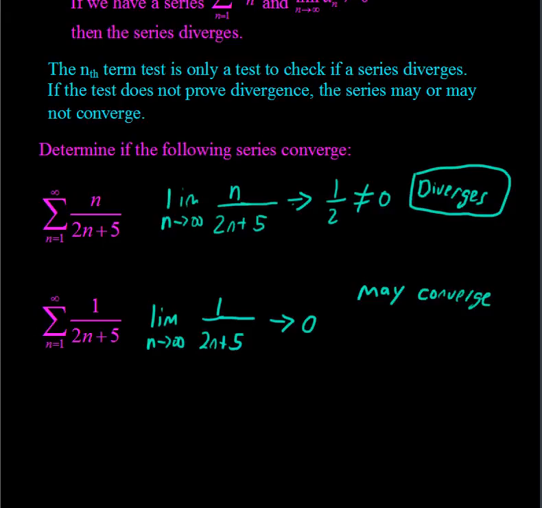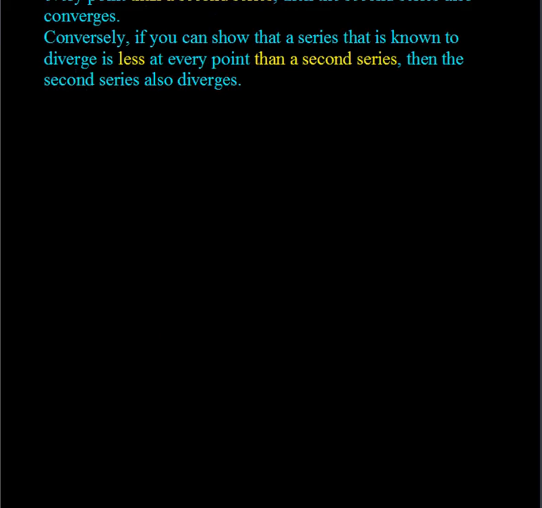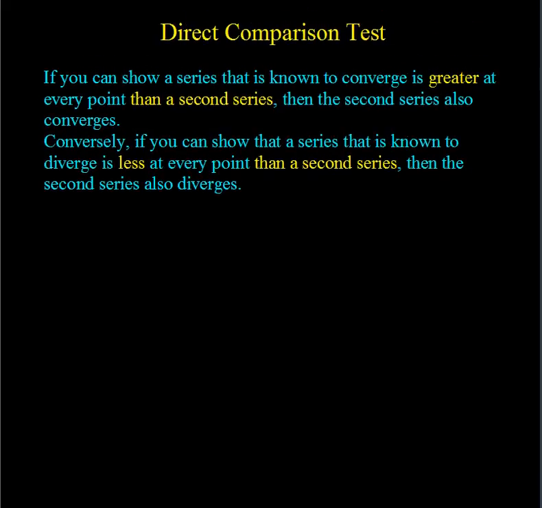The next test we want to take a look at is the direct comparison test. The direct comparison test is you actually compare a series that you're looking at to a series that you know something about. So if you can show that a series that is known to converge is greater at every point than the second series, then the second series also converges. Again, you know a series converges, and you're saying that my series is smaller than that other series, so therefore we know that they both converge.